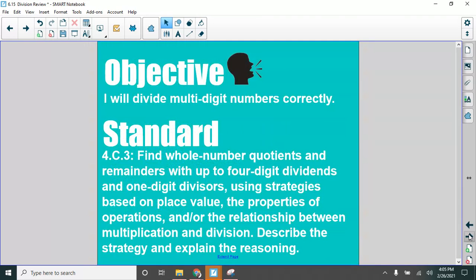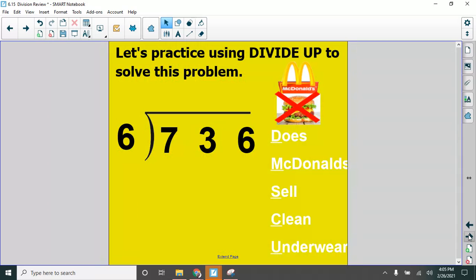We're going to be doing pure practice of dividing multi-digit numbers correctly. You can see in our standard how we have to be able to do 4-digit dividends. That's the number inside the bracket, and 1-digit divisors. That is the number outside of the bracket. So Mr. White's going to do 2. You'll do 2 with me, and then we'll switch to 4-digit before you get to do some on your own.